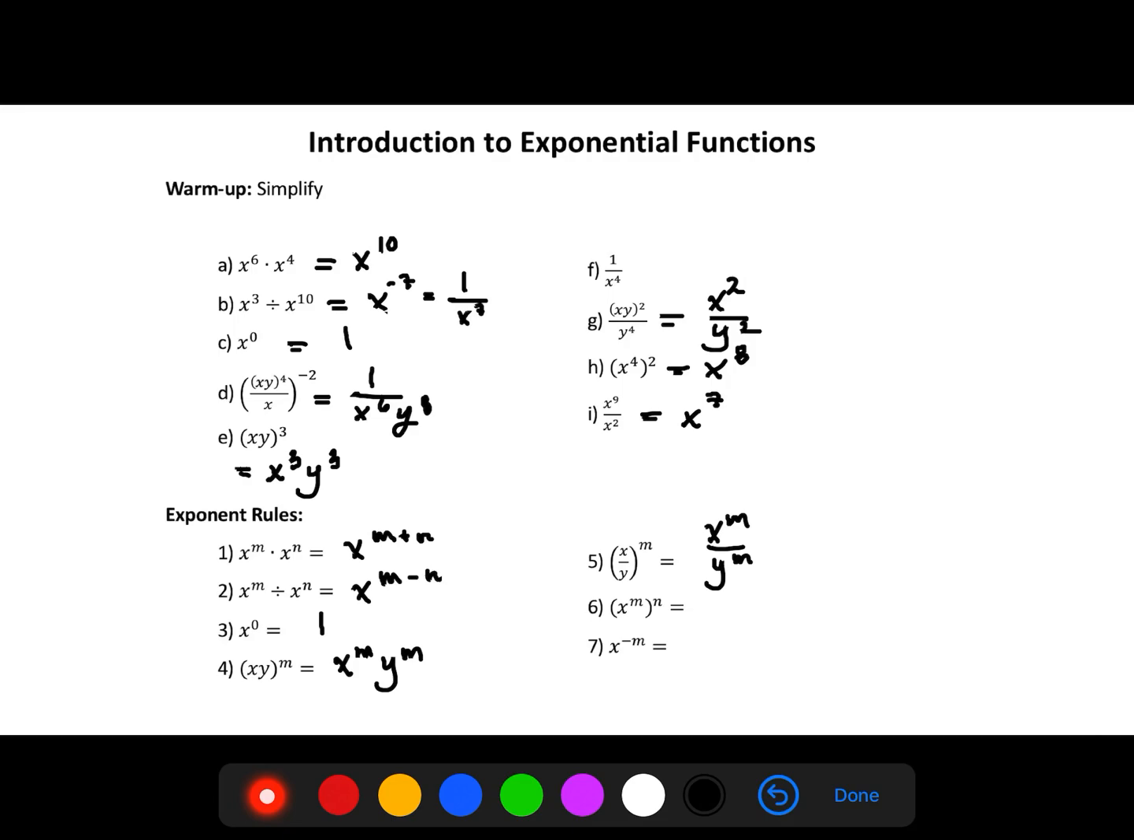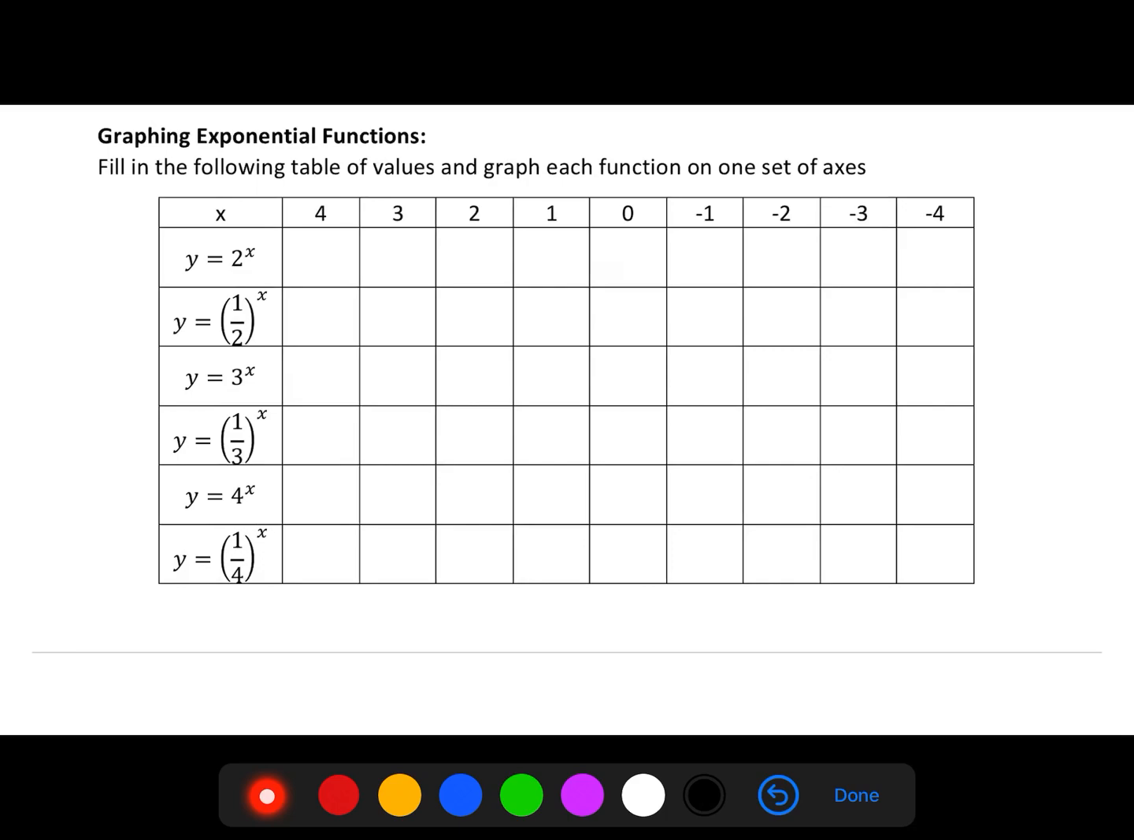If we have a single base with multiple exponents, we are going to multiply our exponents. And if we have a negative exponent, we are going to flip it to make that a positive exponent on the bottom. If it was on the bottom, it flips to the top to become a positive exponent. So keeping those rules in mind, we're going to take a look at graphing some exponential functions.